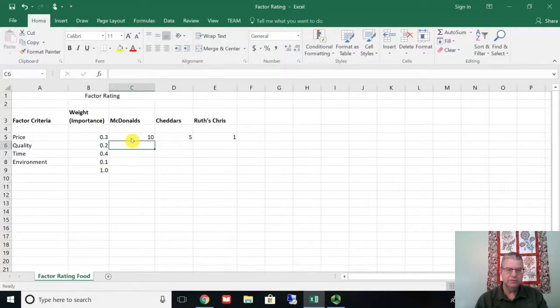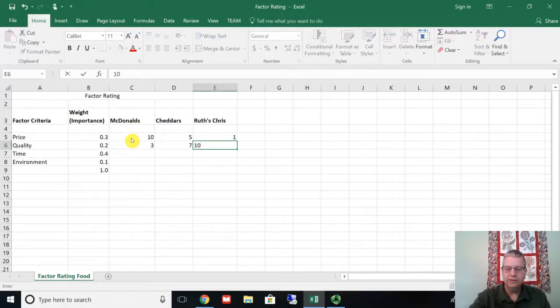Then quality. So what about the quality of the food? Well, McDonald's isn't bad. I mean, they're not great quality, but I'm going to say they're about a level of 3. And then Cheddar's, for me anyway, I feel like they're considerably better quality. They're a 7. And Ruth Chris, they make a really good steak. So they're a 10 for me.